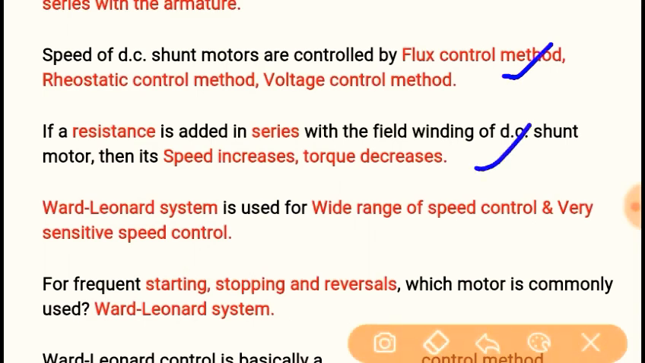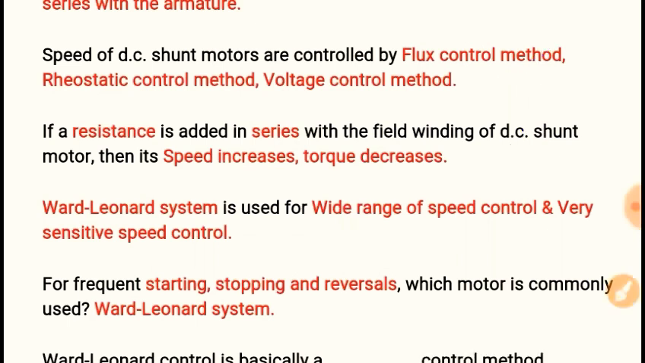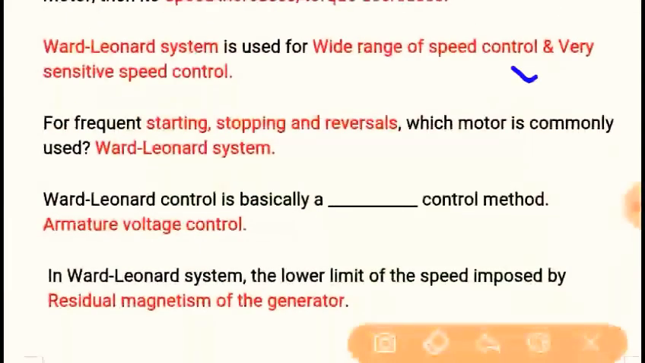If resistance is added in series with the field winding of a DC shunt motor, then its speed increases and torque decreases. The Ward-Leonard system is used for wide range of speed control and very sensitive speed control. This was already asked in the GATE examination, so it's an important question.